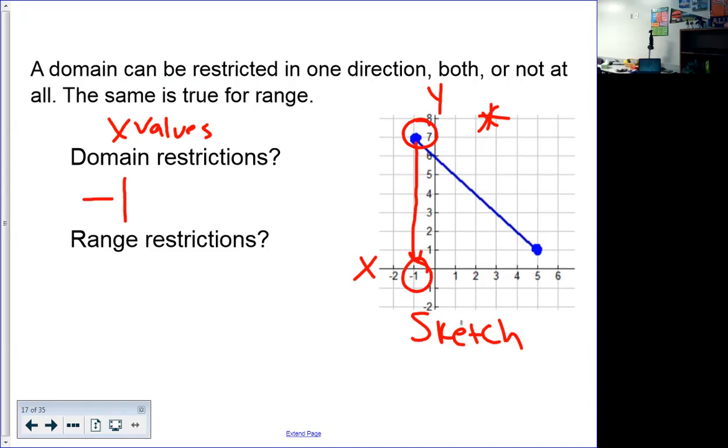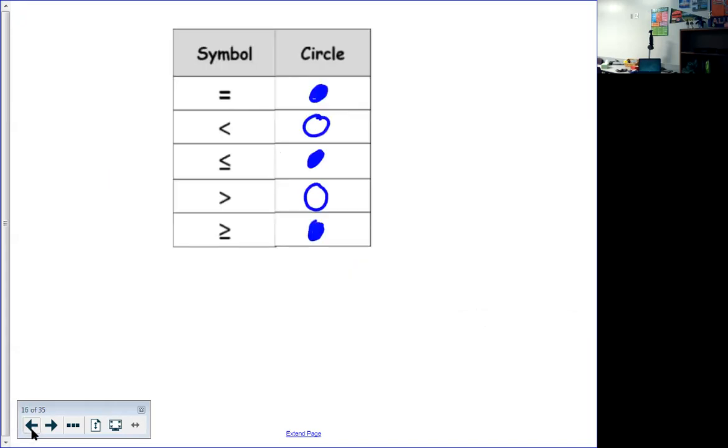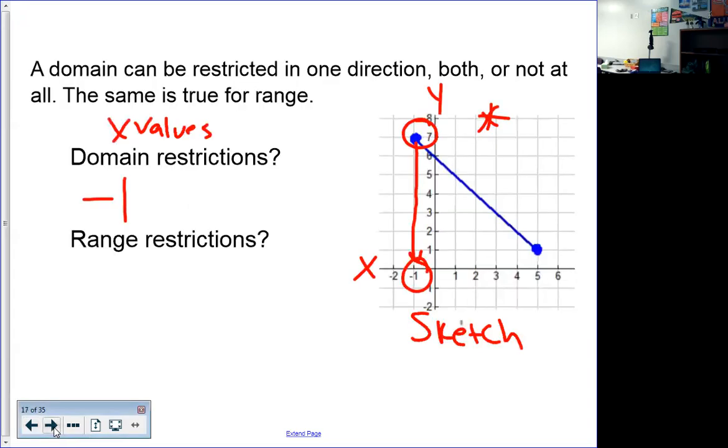Now for -1, I have a closed circle. This is where that table that you just made is going to come into play. Closed circles were all equal to. Whenever you write domain and range, your inequality sign is always going to go in the same direction. It's always going to be less than or equal to. Don't change that. Keep that exactly as is.